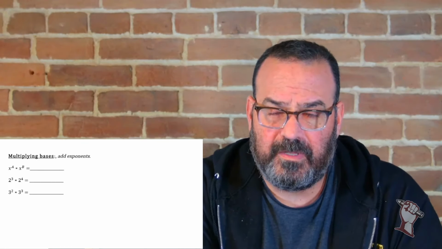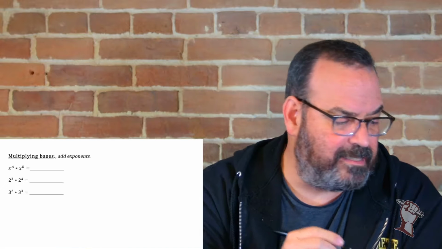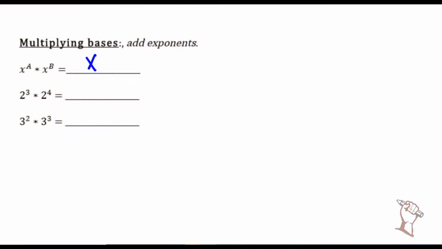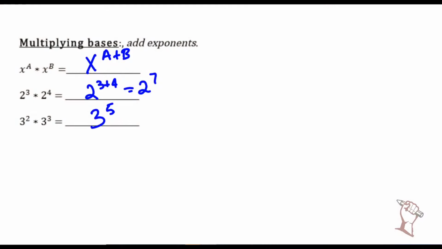Multiplying bases. When you multiply the same base, you add the exponents. So x to the a times x to the b is x to the a plus b. 2 to the 3 times 2 to the 4 is 2 to the 3 plus 4, or 2 to the 7th. 3 squared times 3 cubed is 3 to the 5th. You add the exponents when the bases are the same and you're multiplying.